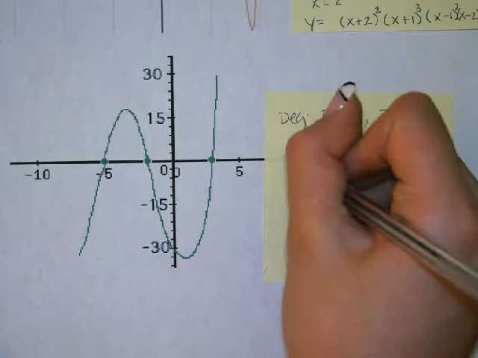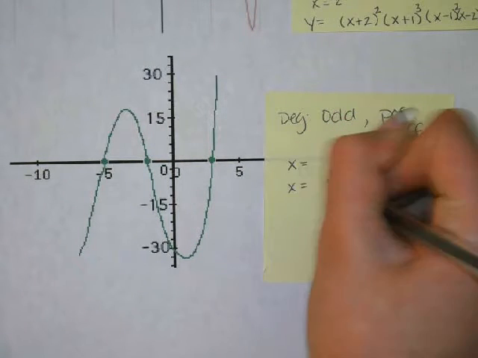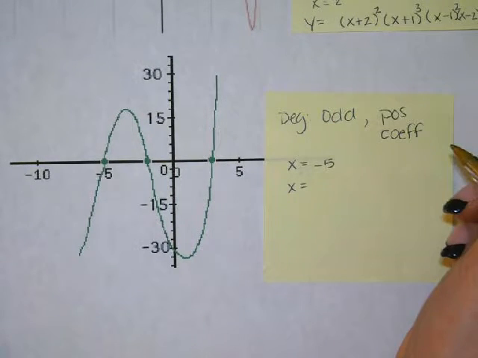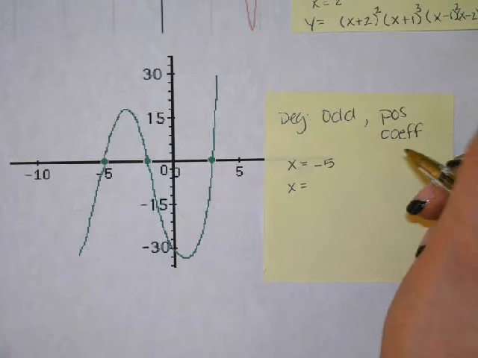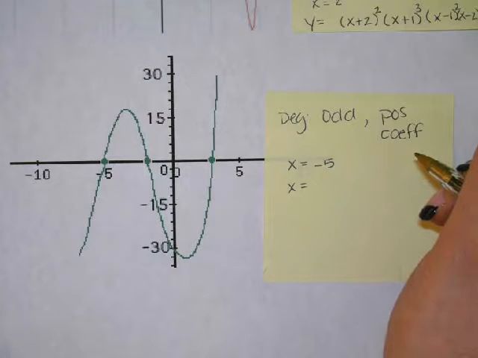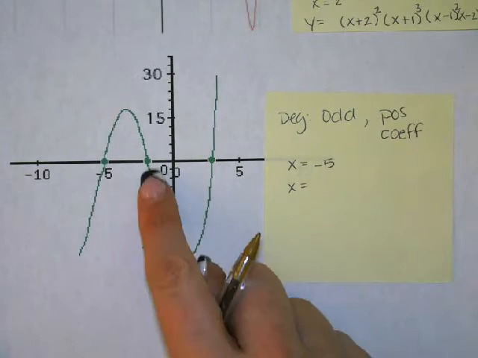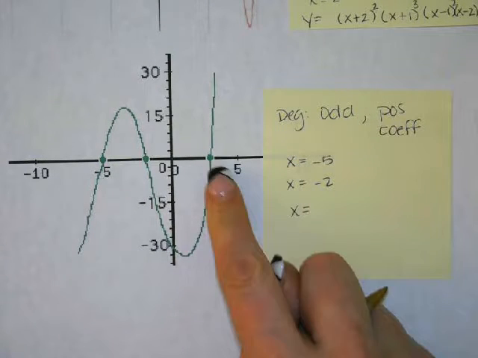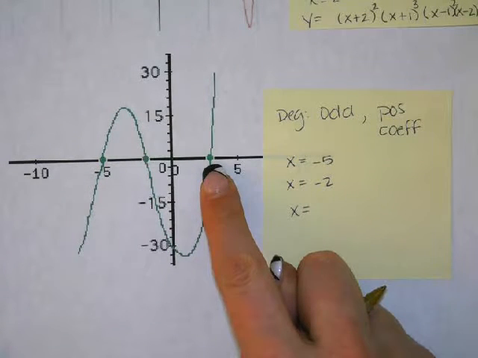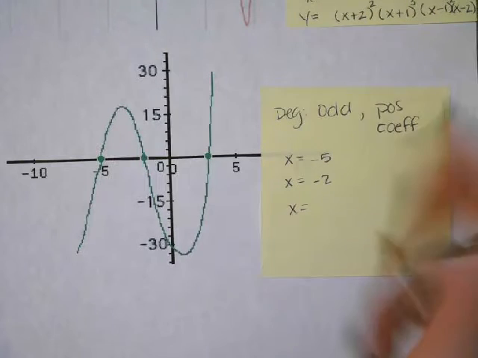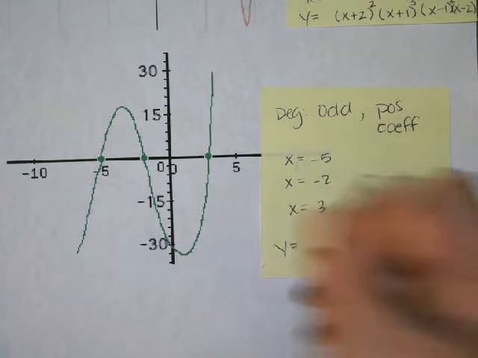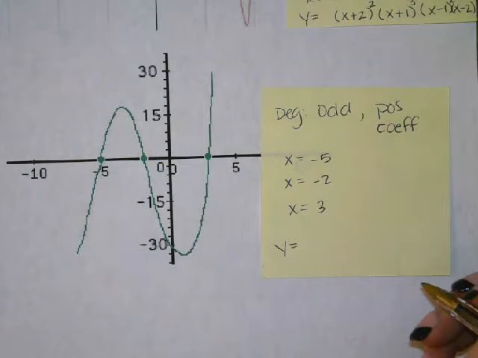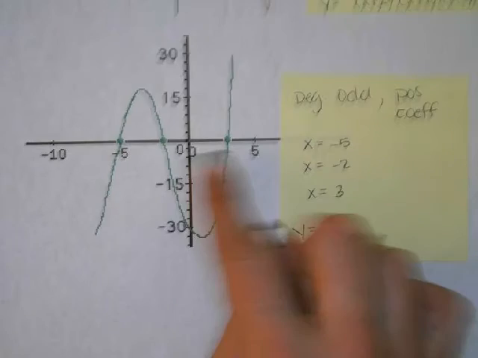All right, so what are the x-intercepts here? Negative 5. Yeah, that's kind of hard to tell. Maybe negative 2? Nah, that was like negative 1. Yeah, negative 2. I'm going to say negative 2. And what about this one over here? Negative 3? I mean positive 3. All right, and then what's the multiplicity for each of those? 1. Straight through, straight through, straight through.